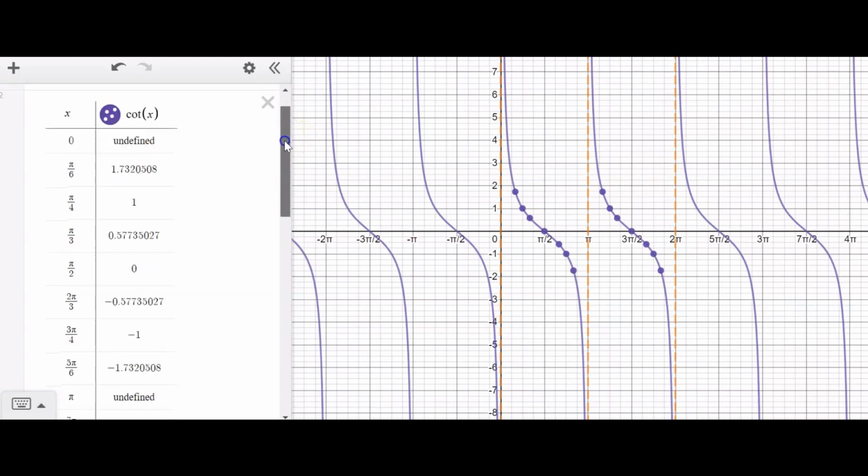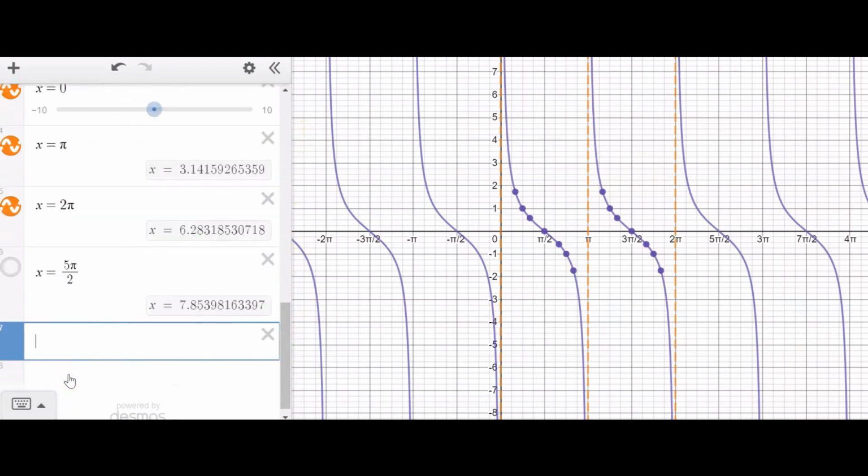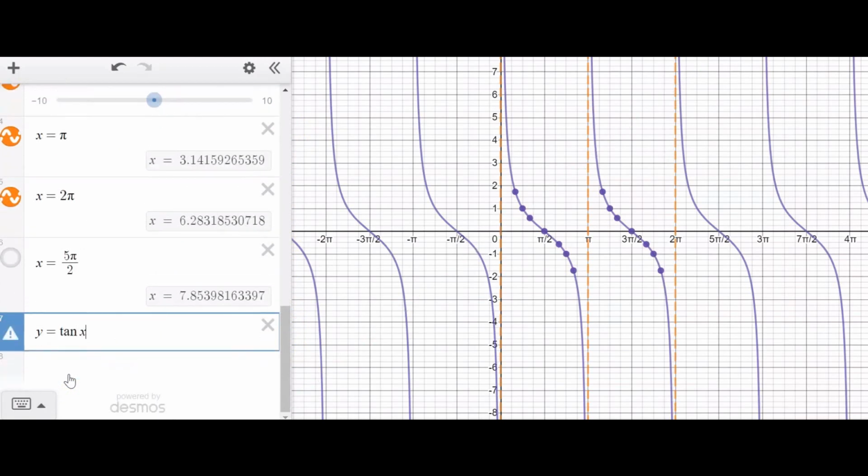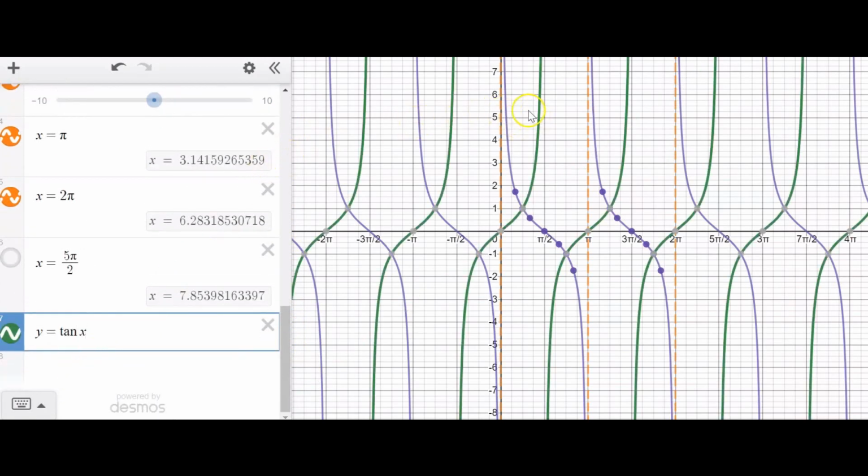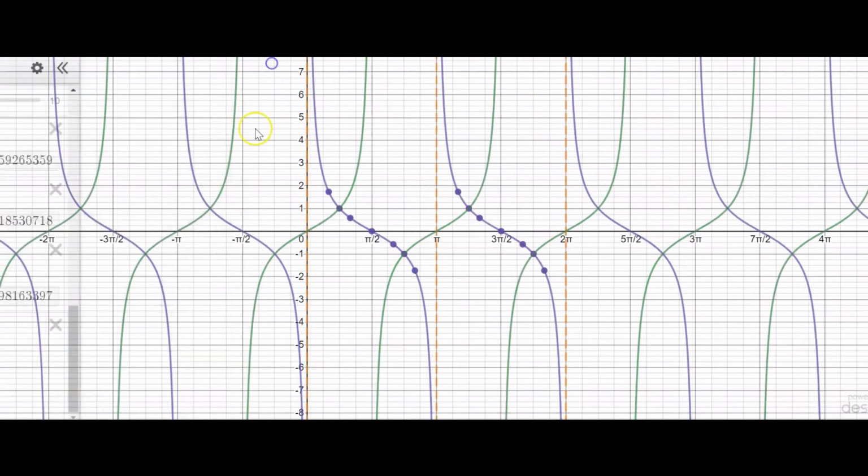if we throw tangent on here. So let's go ahead with y equals tangent of x, and tangent of x is in green. And I'm going to move this out of the way, and you can see here, see how tangent of x is crossing over the vertical asymptotes for cotangent, okay? And it's intersecting, look, it's intersecting at the ones and the negative ones, okay? And so this is very interesting, where tangent goes up over up, cotangent goes down over down. But both of them are dealing with vertical asymptotes, okay?